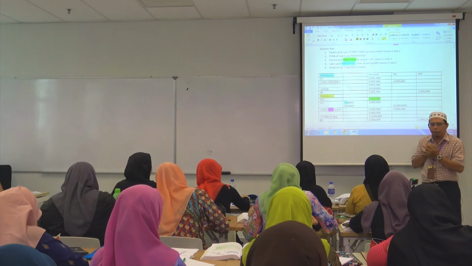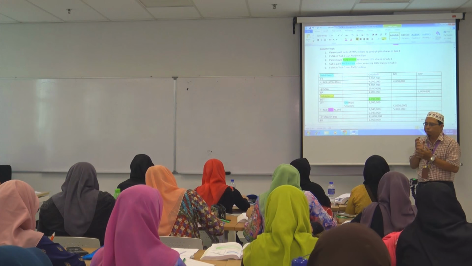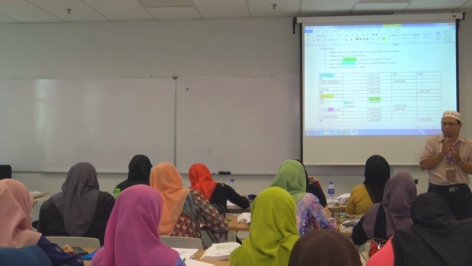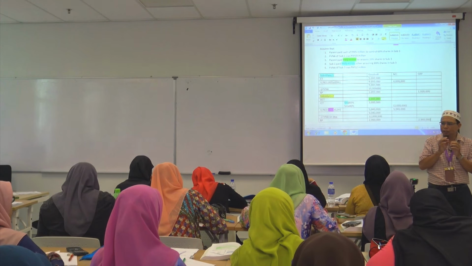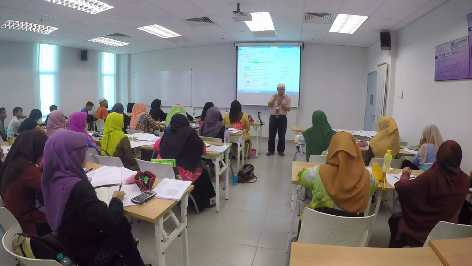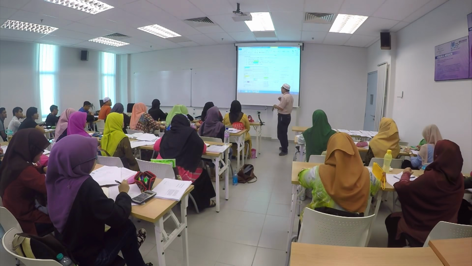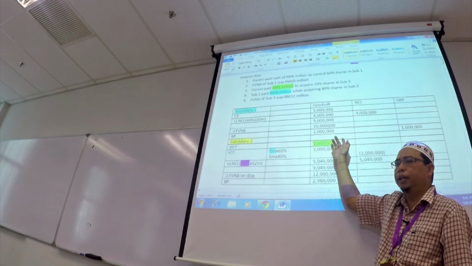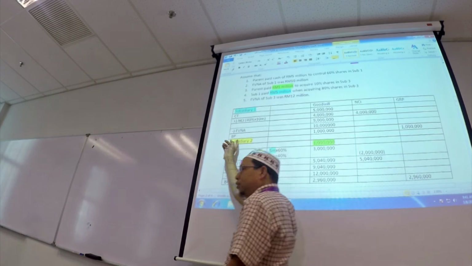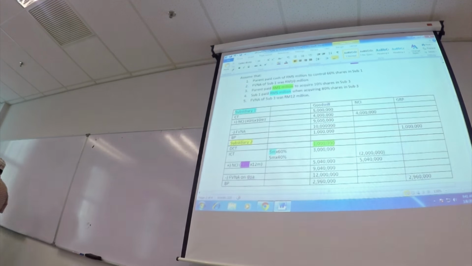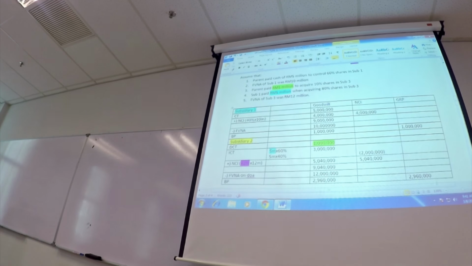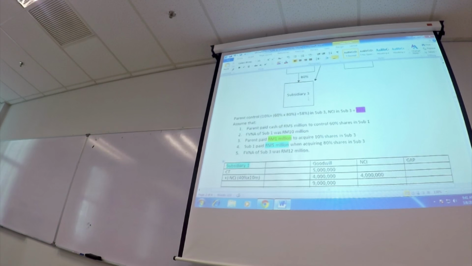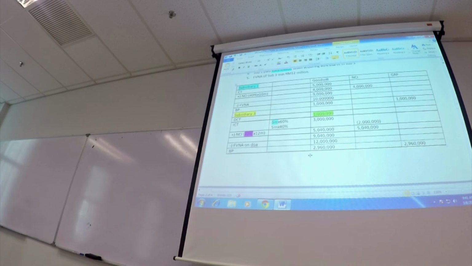Okay, you need to ask if you don't understand, because I think this is the more challenging part, where students sometimes find it a bit difficult to see where the figure comes from. What's this figure? Okay, let us summarize again for subsidiary. Sorry, this one is subsidiary 2, subsidiary 3. That's what you don't understand, right? This one is subsidiary 3.